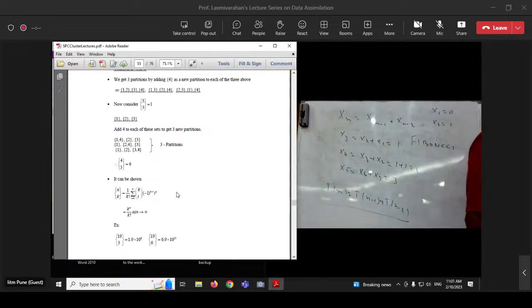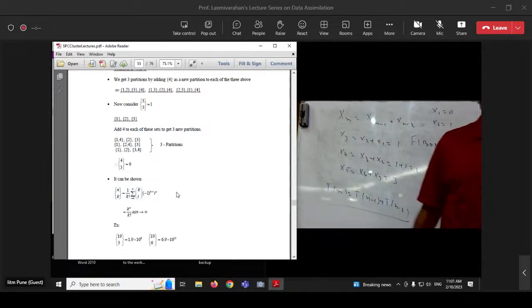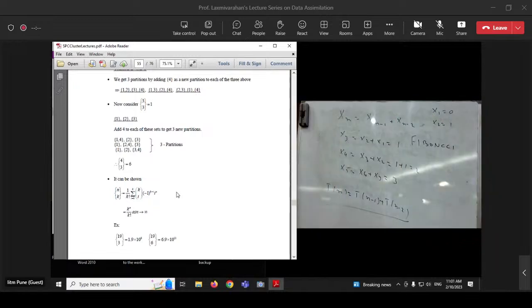19.6 is 6.9 times 10 to the power of 11. That means if I have 19 objects and I want to divide them into 6 clusters, how many different possible clusters are there? 0.69 into 10 to the power of 12. More than half a trillion.